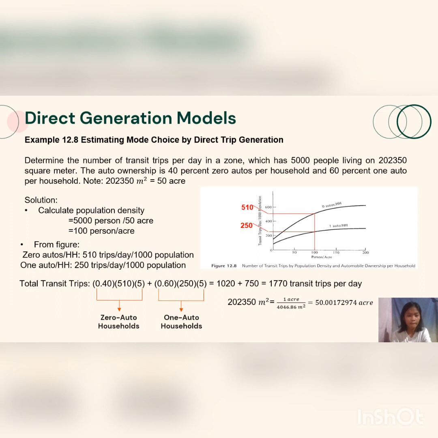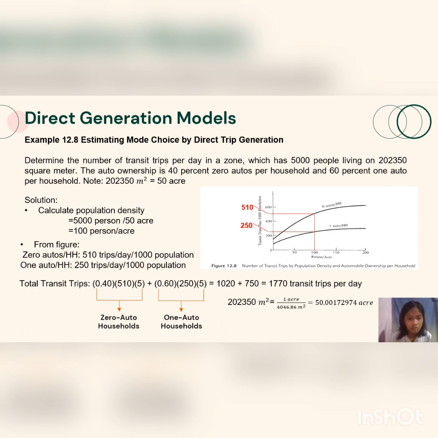So from this figure, 0 autos per household gives 510 trips per day per 1,000 population, and 1 auto per household gives 250 trips per day per 1,000 population. To get the total transit trips, we multiply 0.40 times 510 times 5 plus 0.60 times 250 times 5, which equals 1,020 plus 750, or 1,770 transit trips per day.